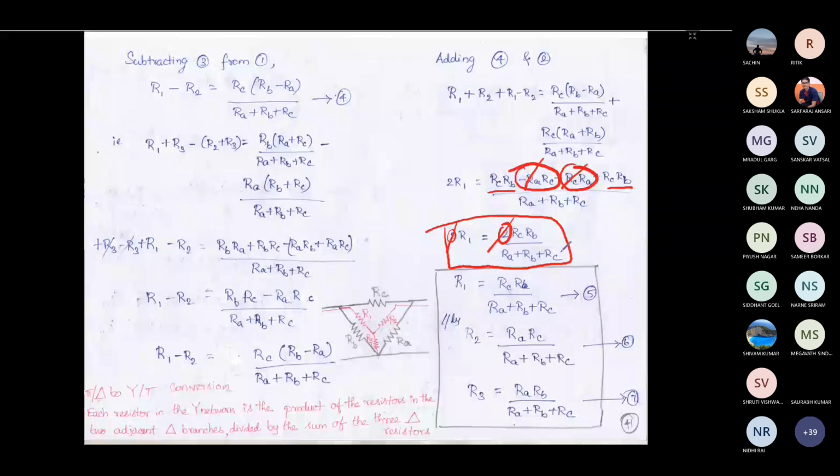So what I have done is, I have the delta combination and I know the values of all the resistors in the delta combination. So I am finding the star connection values based on the delta connection. For that we have found this, and from this we have found the value of R1. Similarly, in the same fashion, we can find the values of R2 and R3.